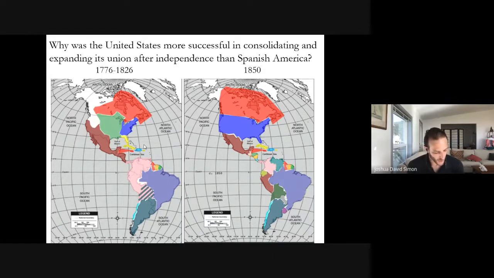Spanish-American unions, meanwhile, broke apart on the reefs of partisan infighting, succumbing to secessions and civil wars that eventually drew the map that we are familiar with today.